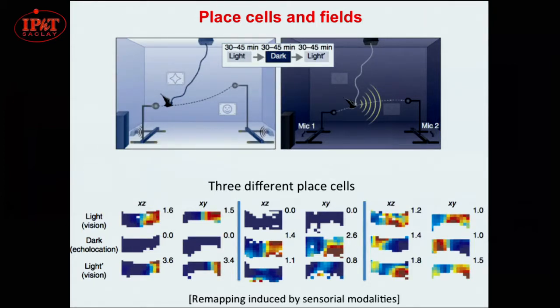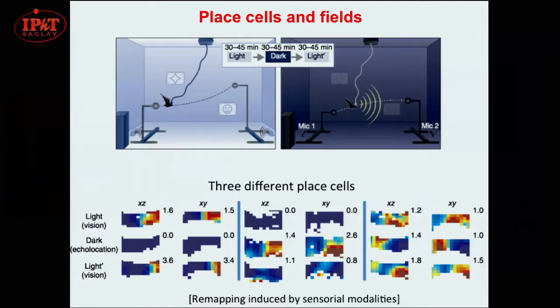So how do you put the two in conflict? One possibility is to remove light, so put them in the dark, so visual inputs are not present anymore. Or you can perturb the echolocation by emitting sounds at the same frequency, which basically removes any possibility to orient by echolocation.